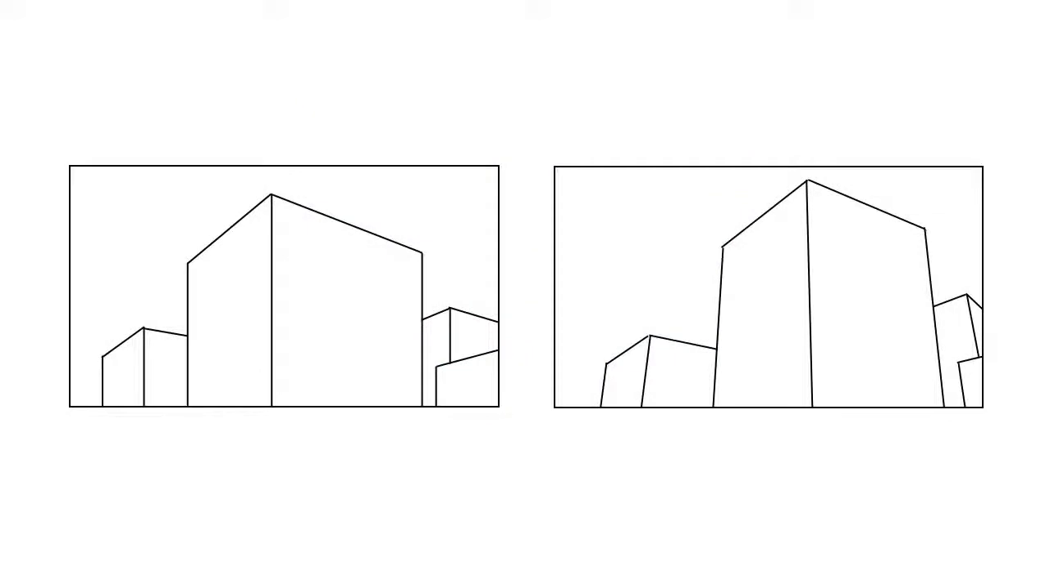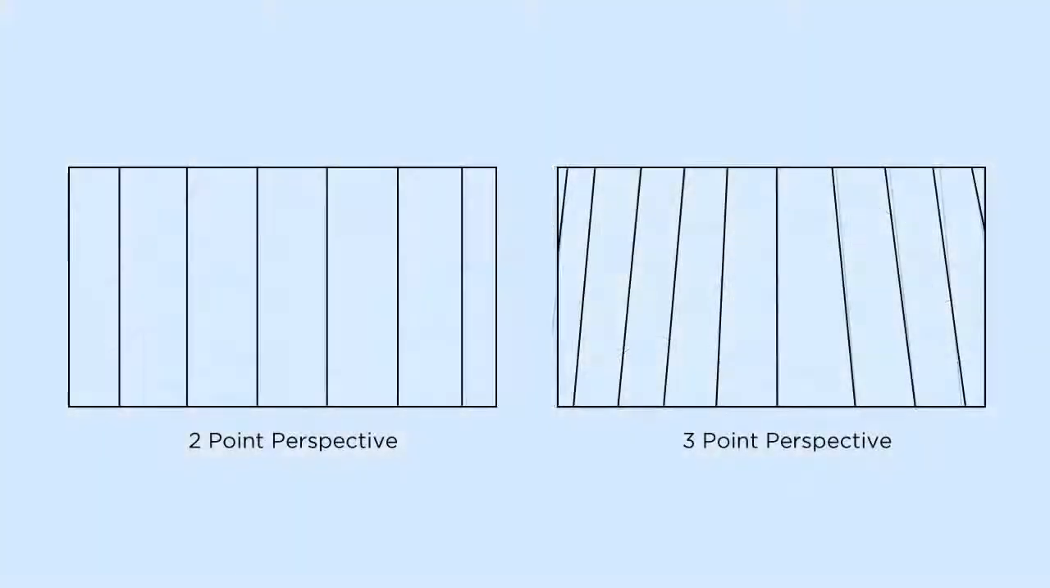Can you tell the difference between these two drawings of boxes? Well, you might notice that the one on the right seems a little bit more like a realistic upshot, like a low-angle photograph looking up at buildings. But what you're seeing here is the difference between 2-point and 3-point perspective.